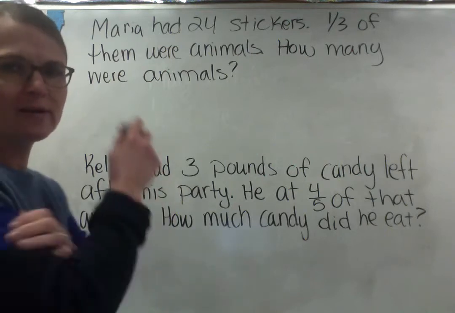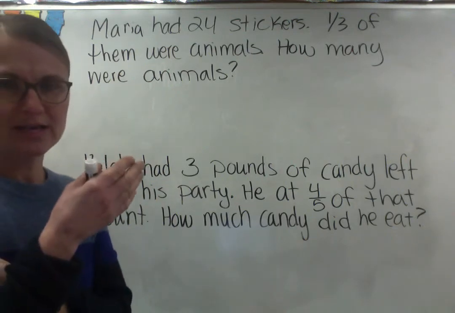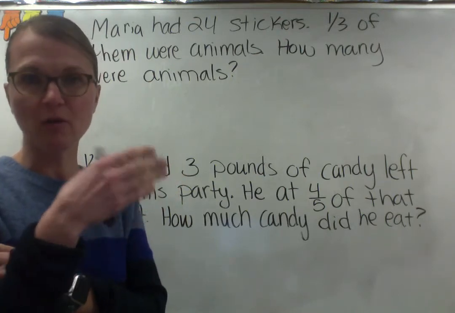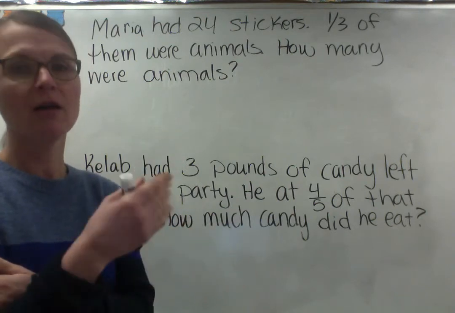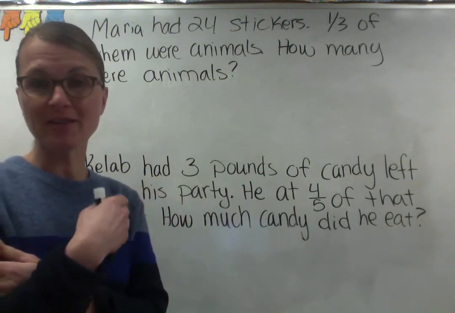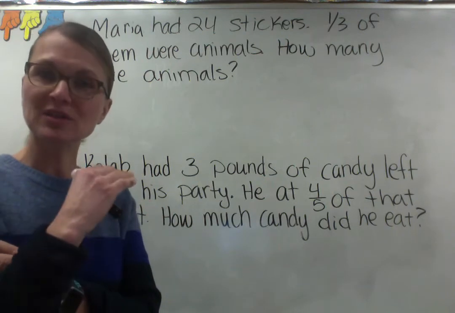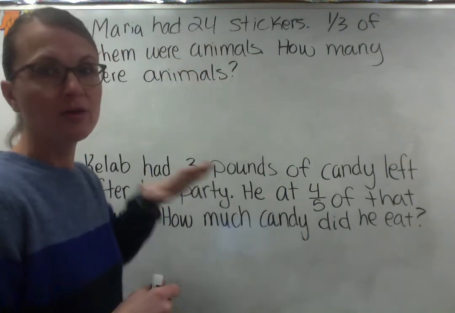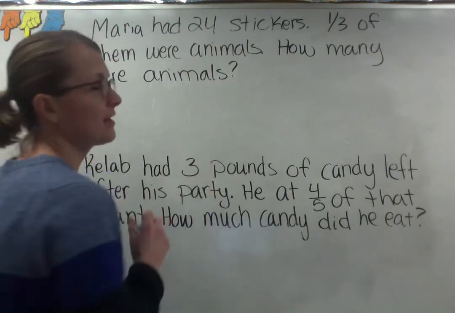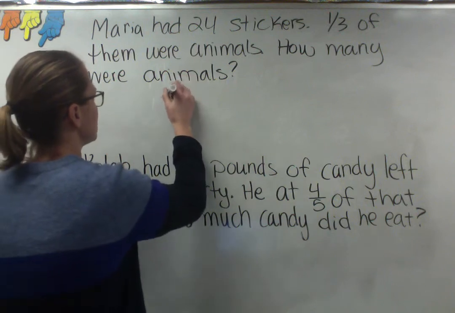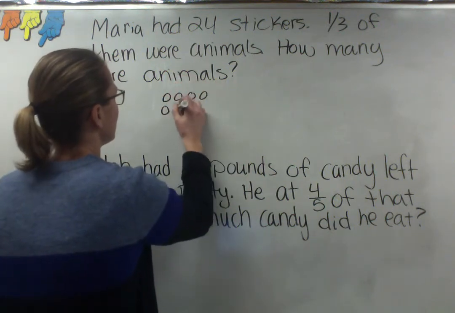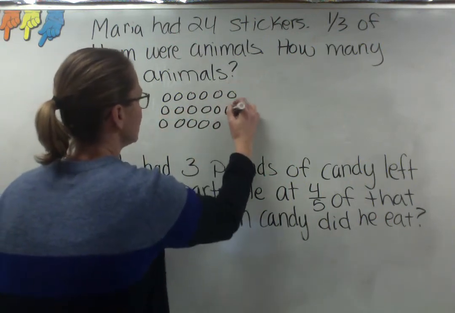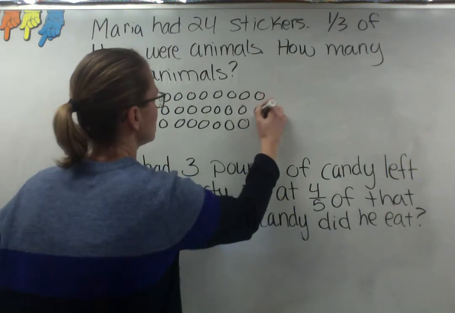So now she has 24. What's really interesting is that normally, if you're finding part of her stickers, you wouldn't be multiplying, because multiplying usually makes the number bigger. But remember that if we multiply by something less than 1, it's actually going to decrease our number. If you're finding 1/3 of something, you're splitting 24 into 3 equal groups, right? So she has 24 stickers. Let's do this: 1, 2, 3, 4, 5, 6, 7, 8, 9, 10, 11, 12, 13, 14, 15, 16, 17, 18, 19, 20, 21, 22, 23, 24.